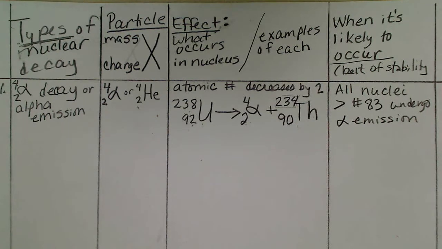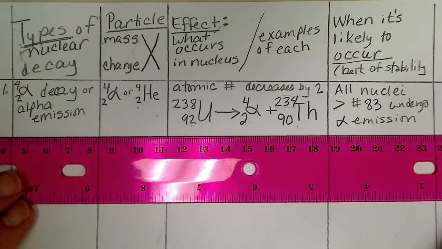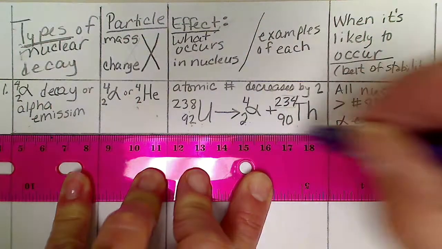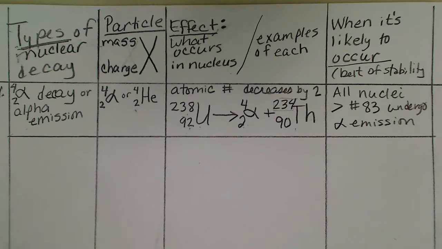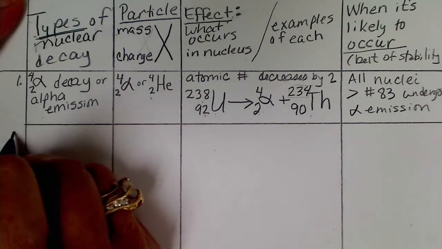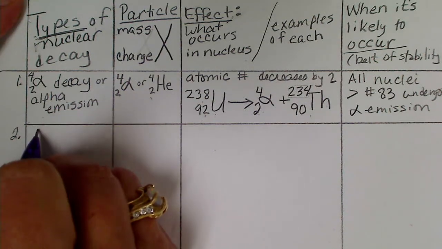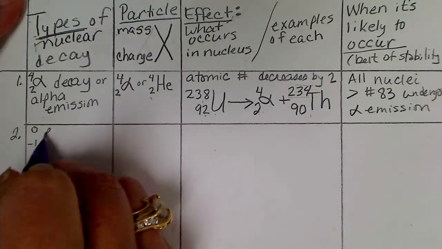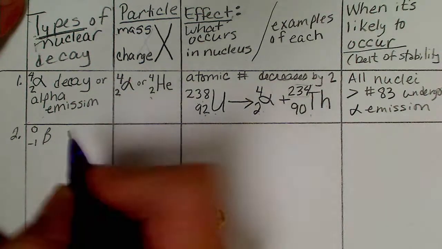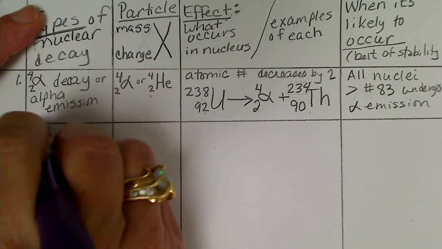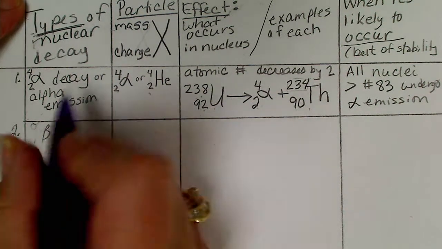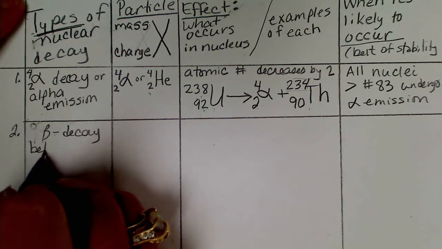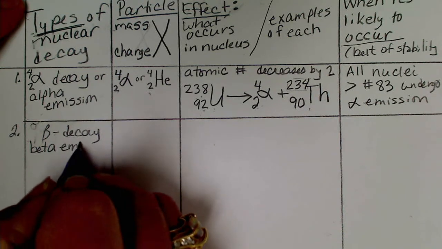So let me put a line across here. The next type of emission we're going to discuss is beta emission. And remember, a beta particle is an electron. So I'm going to write that weighs 0, has a charge of -1. I should be writing that in the particle side, but beta emission, actually if we saw that we might not see the charges. Beta decay, or we might see it written out, beta emission.